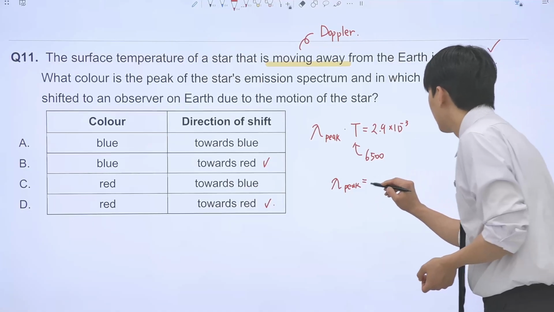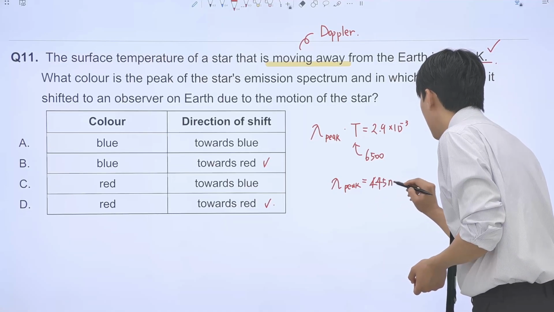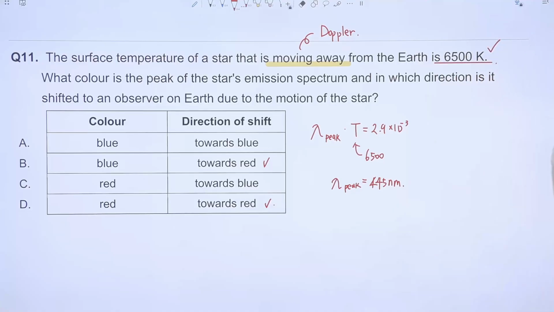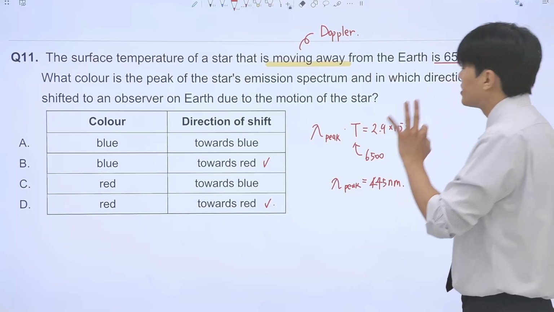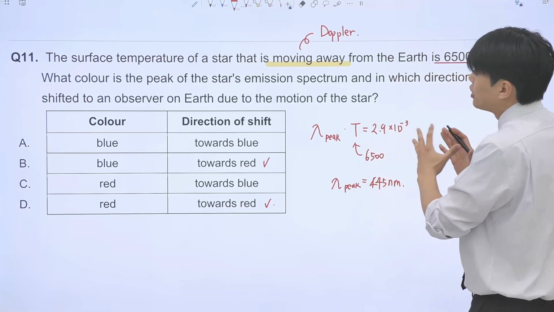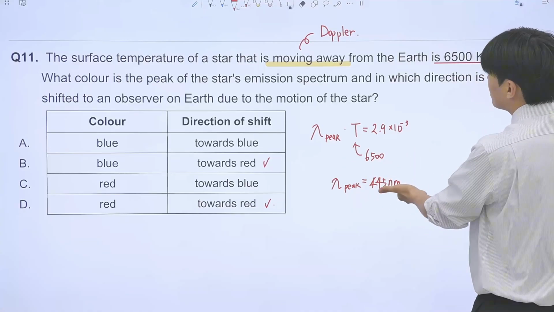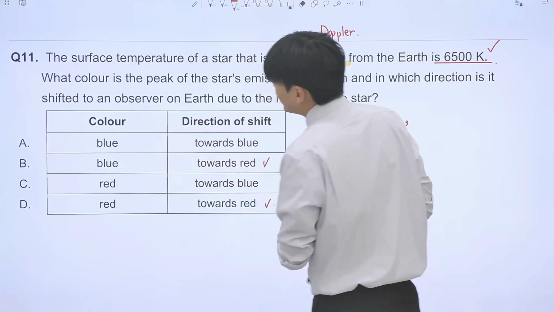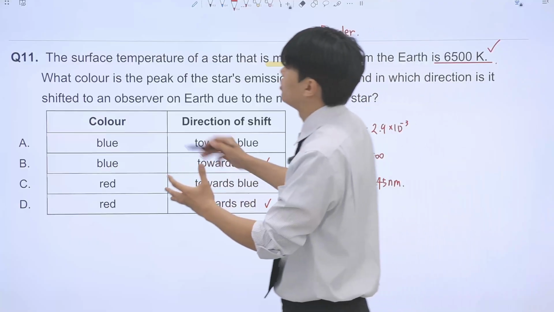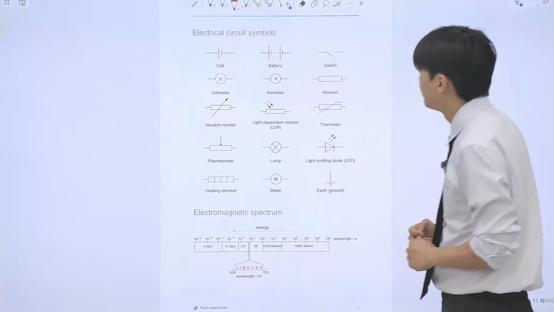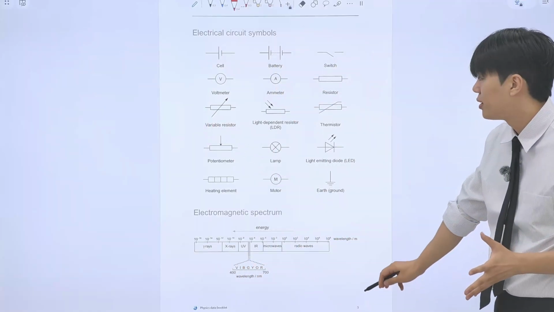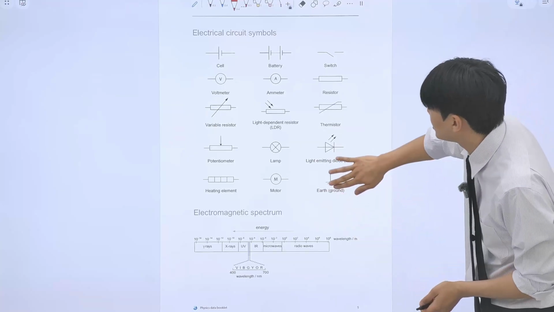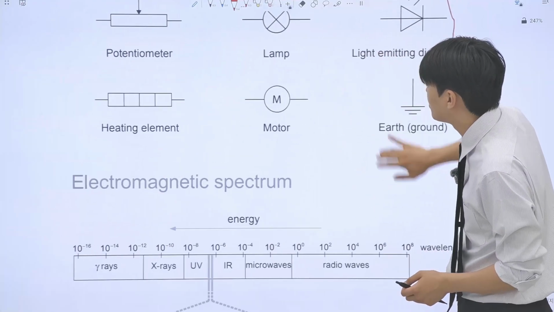Then you'll have about 445 nanometers for the wavelength here, okay? Then what's next is, you don't know if this number is a blue one or a red one, right? So you have to actually go into the formula booklet, which is here, okay? When you go to page 5, in the bottom part, we have the electromagnetic spectrum here, right?